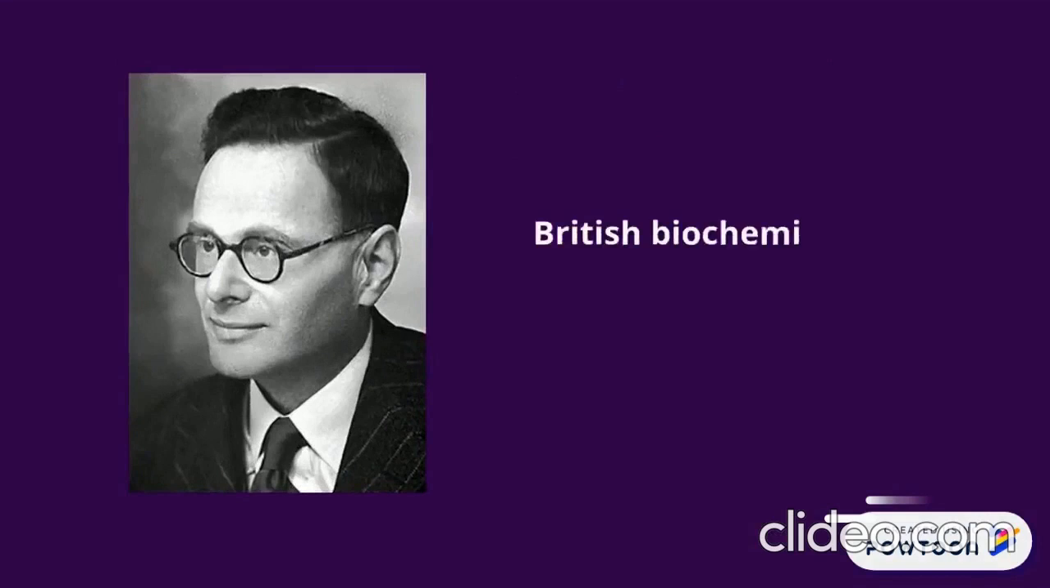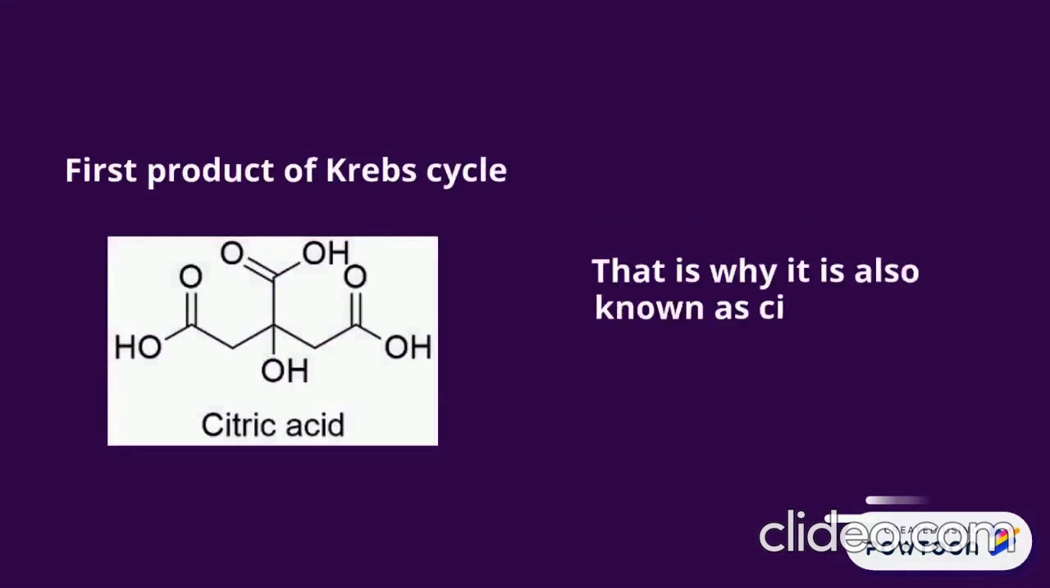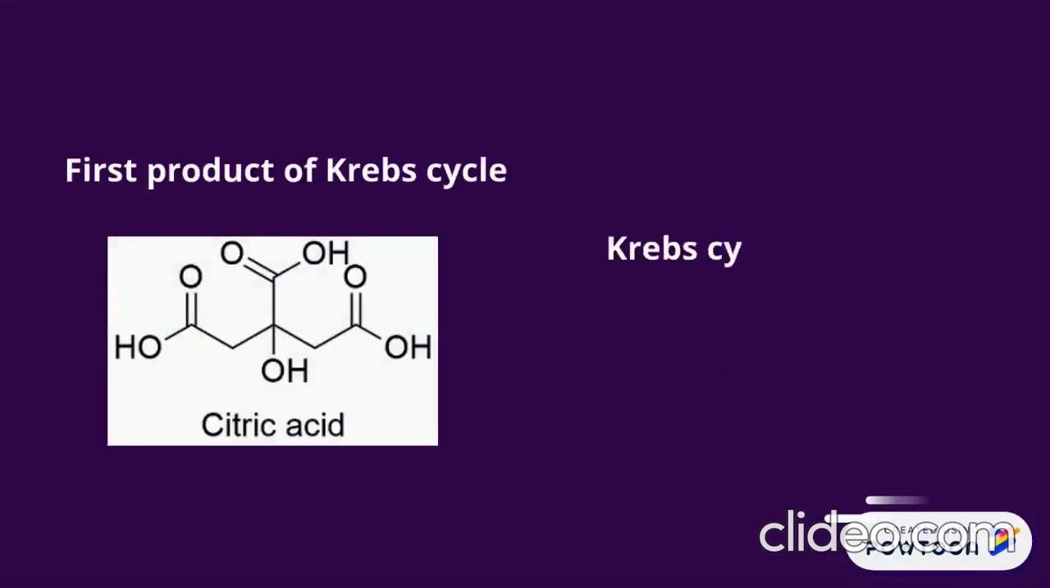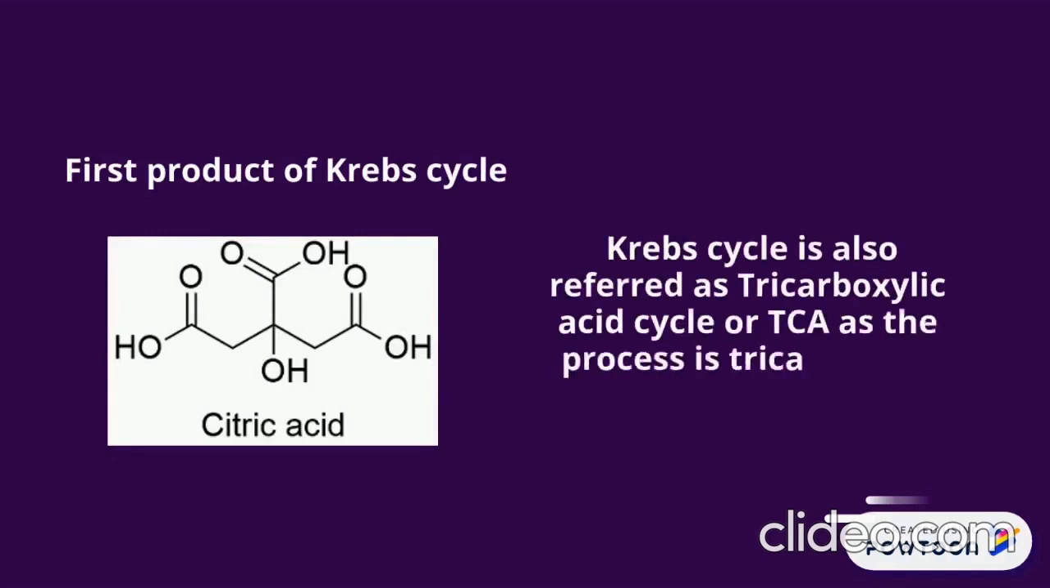This cycle was discovered by British biochemist Sir Hans Krebs. The first product of the Krebs cycle is citric acid, or citrate. Therefore, it is also known as the citric acid cycle. Sometimes, the Krebs cycle is also referred to as the tricarboxylic acid cycle, or TCA, as the process is tricarboxylic in nature.